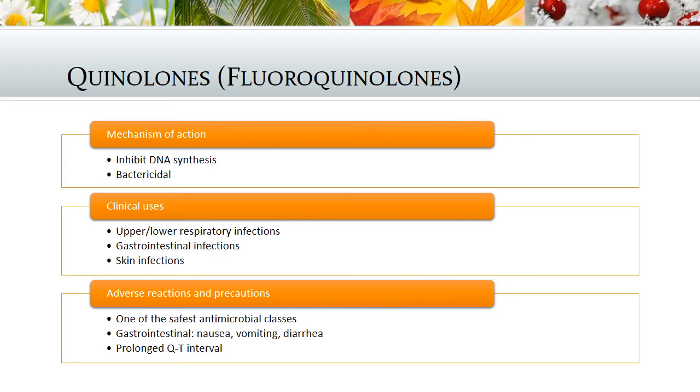Cipro, Levaquin, Oflox, Baxdela, and Avelox are all quinolones. They inhibit DNA synthesis and are considered bactericidal. They're great for gastrointestinal tract infections too, and skin infections, as well as pneumonia in COPDers. They are one of the safest antimicrobial classes, with mostly gastrointestinal side effects like nausea, vomiting, and diarrhea.